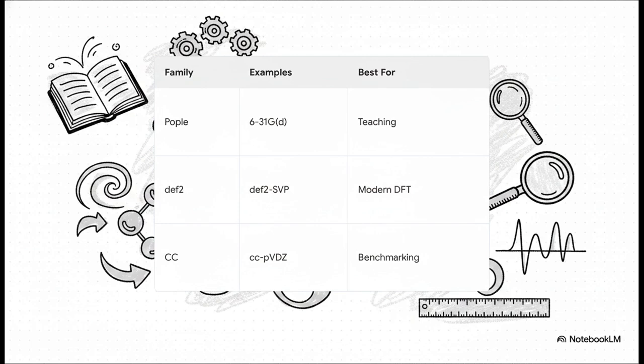Finally, we have the correlation consistent sets like cc-pVDZ or VTZ. If you are running high-level wave function methods like coupled cluster and you really need systematic convergence for rigorous benchmarking, this is the family you want to use.